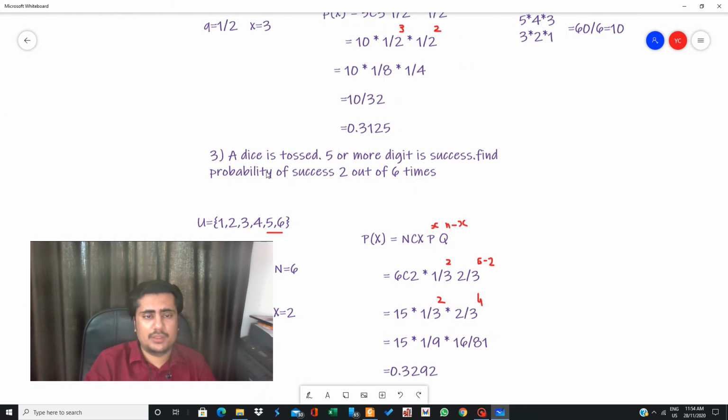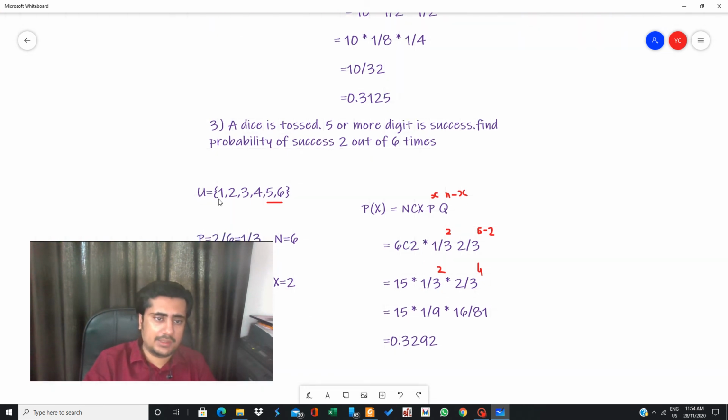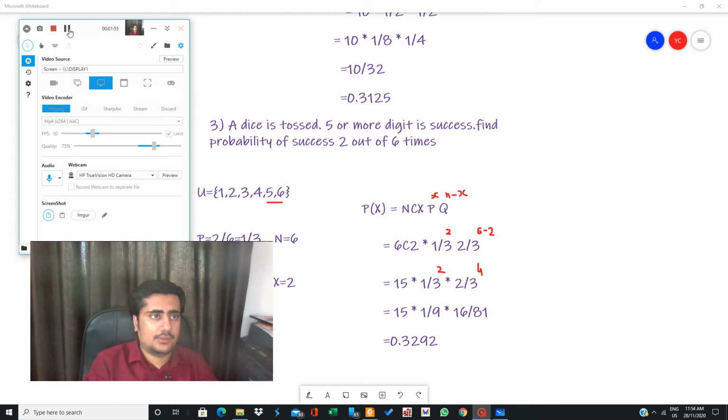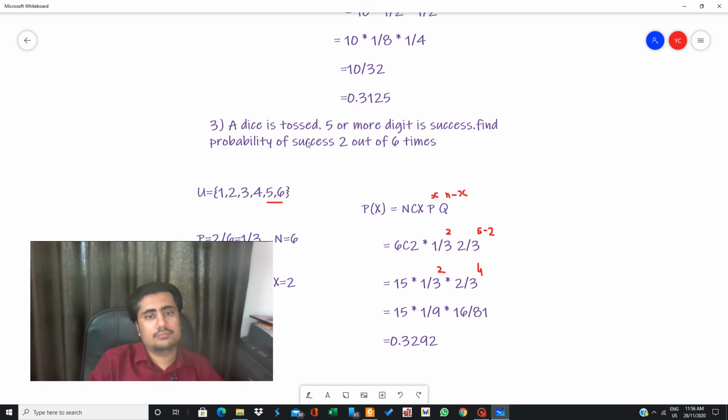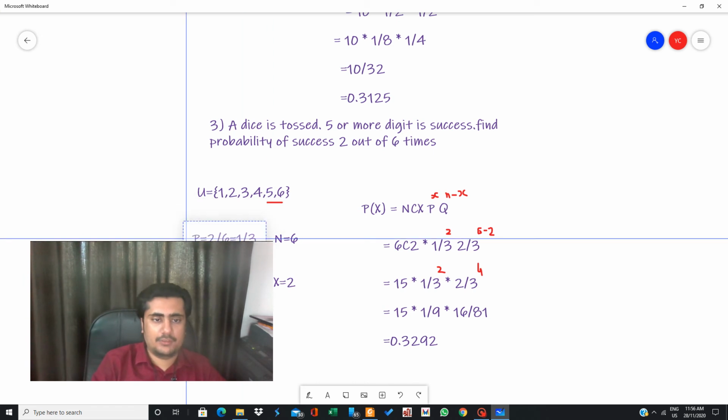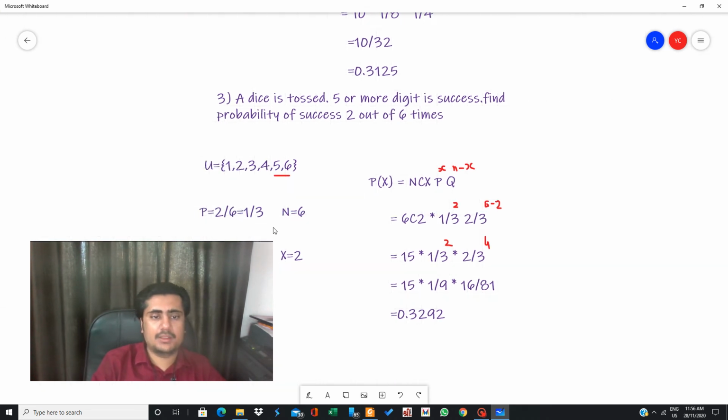The last example we saw was like this: a dice is tossed, and 5 or more is a success. Now in a dice there are a total of 6 digits. If I want the digit 5 or more, there are 2 digits out of 6 which are 5 or more. So 2 by 6, that is 1 by 3, is my success. If 1 by 3 is success, 2 by 3 is failure.